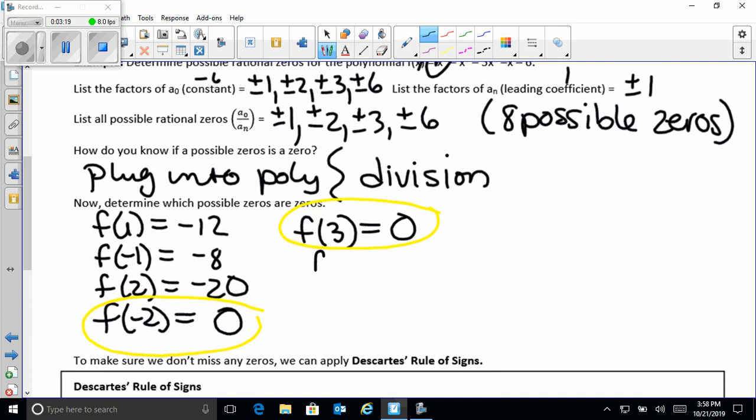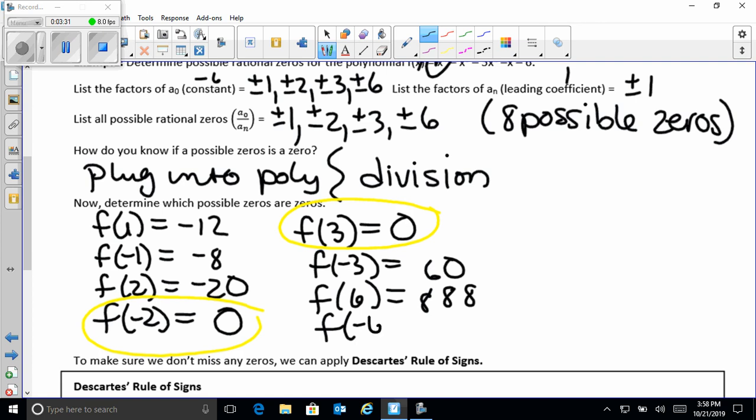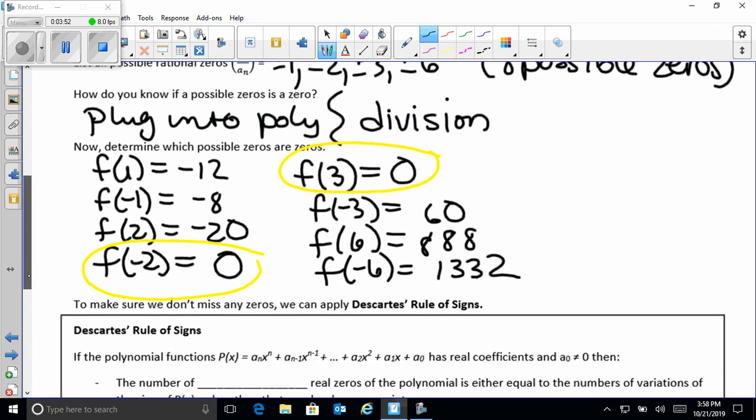Plug in a -3, and we get 60. Plug in 6, and we get 888. And plug in -6, and we get 1,332. So we had 2 that gave us zeros. Now, how do we know we didn't accidentally make a mistake and miss something? Or how do we know that we have all that we should? Also, what we're going to see later on is how can we maybe limit which ones we're checking.